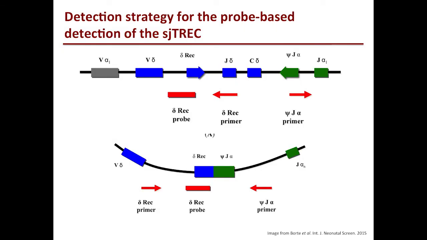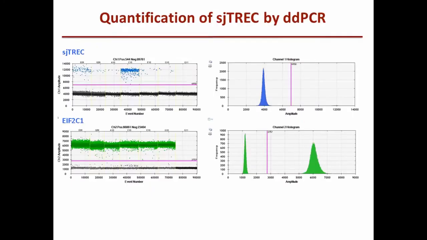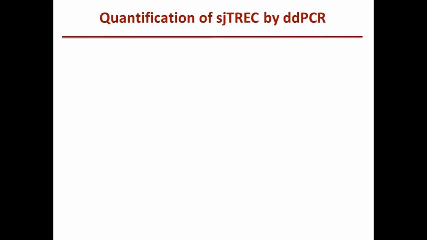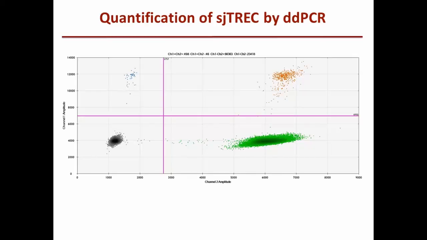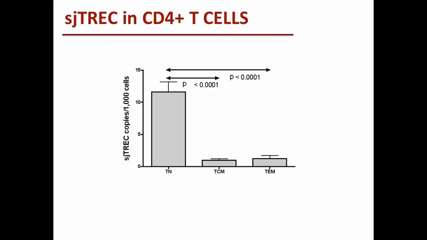The strategy to measure the TREC was published some years ago, and what came out is that we could quantify the amount of TREC in naive, central memory or effector memory cells. Again, the methodology is very nice, very precise, and very simple, and you can see in the graphic that the presence of cells that had TREC, and the reported gene, is very easy to analyze. What came out is that TREC was very much present in naive cells, as expected, and at very low level was present in central memory or effector memory.